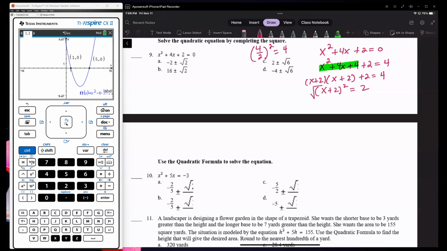What you do next is you get the square root of both sides. So it's x plus 2 equals plus or minus square root of 2. So you notice at this point you can eliminate C and you can eliminate D. And you can also eliminate B. So you're going to subtract 2 from both sides, and then your answer will be negative 2 plus or minus square root of 2. X equals negative 2 plus or minus square root of 2.